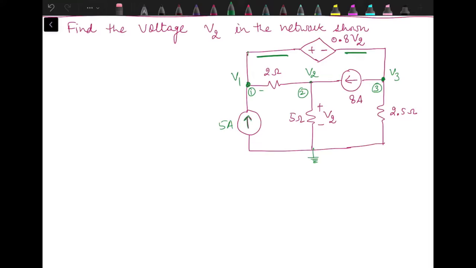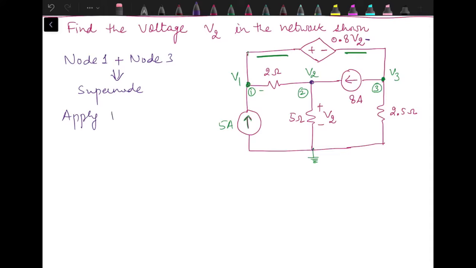So it means node 1 and node 3 should be combined together to make a supernode, and here the controlling quantity is voltage V2, which is the same as node voltage V2. We don't need to write any separate equation for the controlling quantity. Node 1 and node 3 are combined to form a supernode.